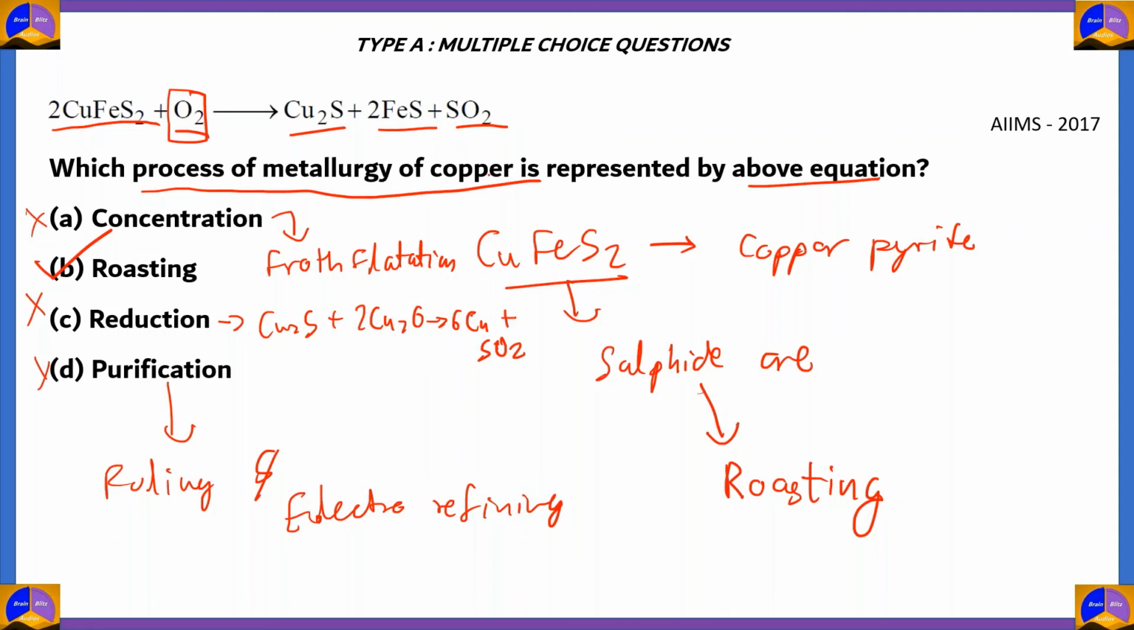Now here is how we did it, by looking at the reactants. One of the reactants we know is copper pyrite. Copper pyrite is the sulfide ore of copper. And when you have sulfide ores, you usually do roasting in a reverberatory furnace. So option B, roasting, is the right option.